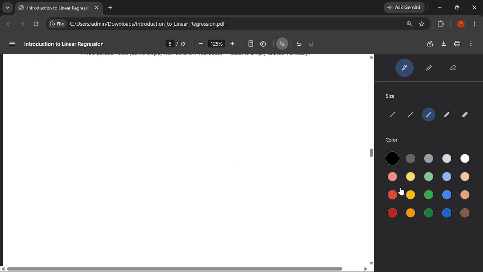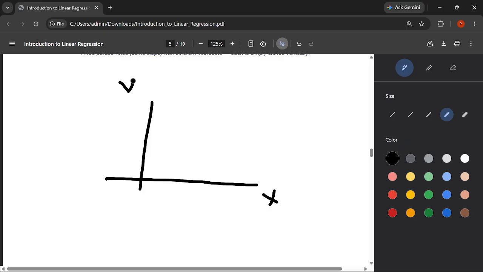Okay, let's suppose this is our x-axis and this is our y-axis. This is our 0, this is our 1, this is our 2. So we are plotting the graph here.